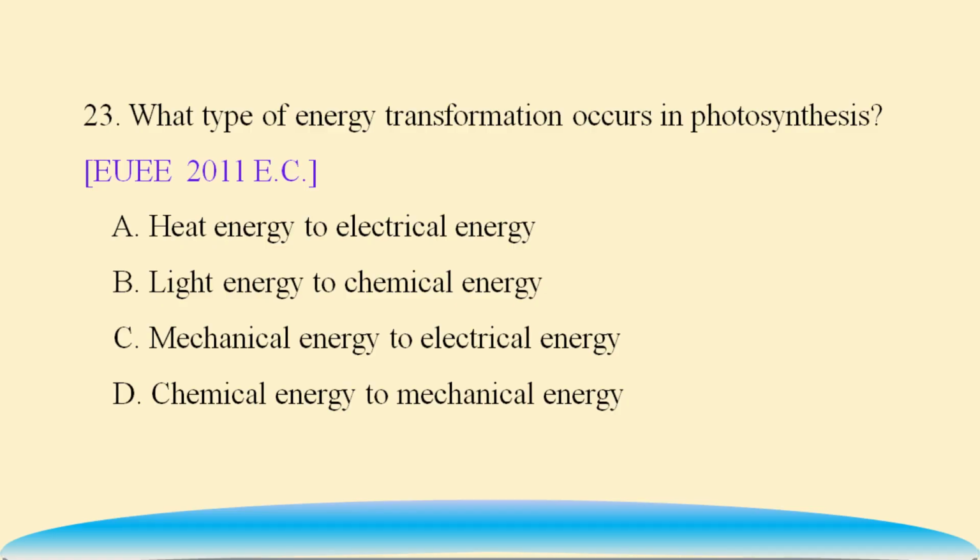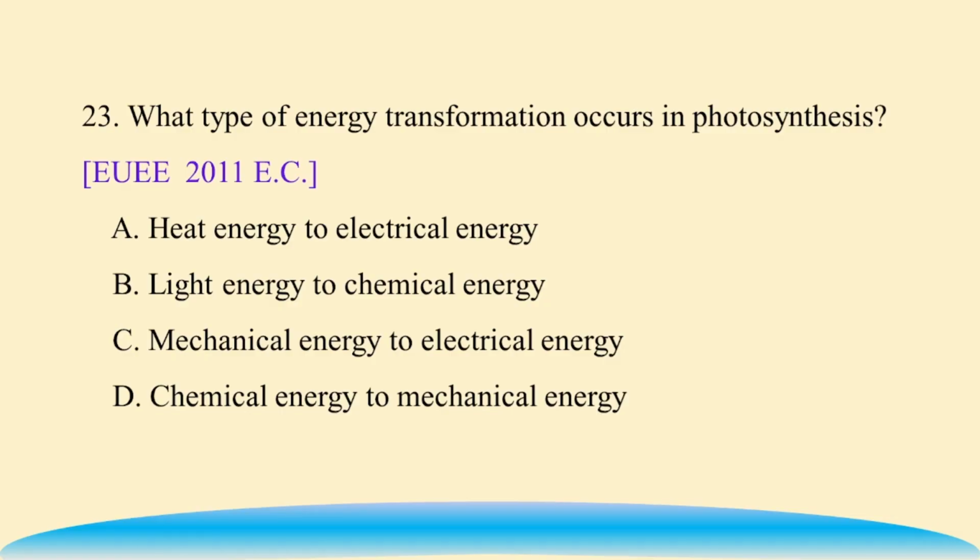Question number 23. What type of energy transformation occurs in photosynthesis? A. Heat energy to electrical energy. B. Light energy to chemical energy. C. Mechanical energy to electrical energy. D. Chemical energy to mechanical energy.